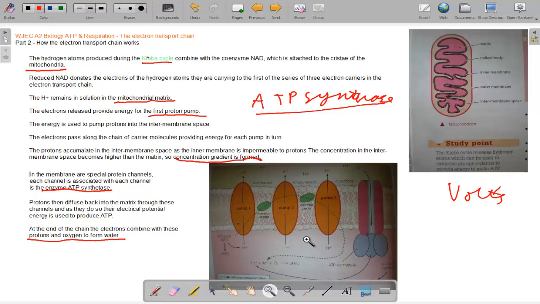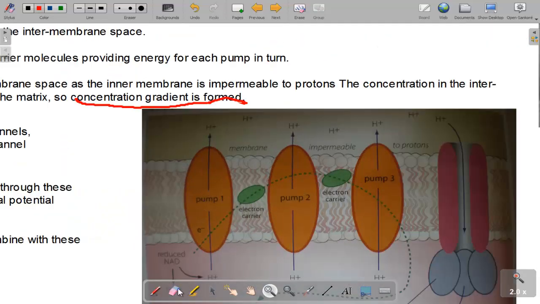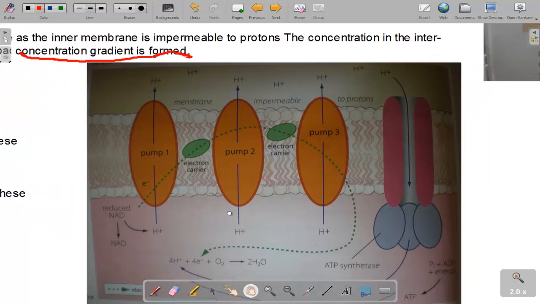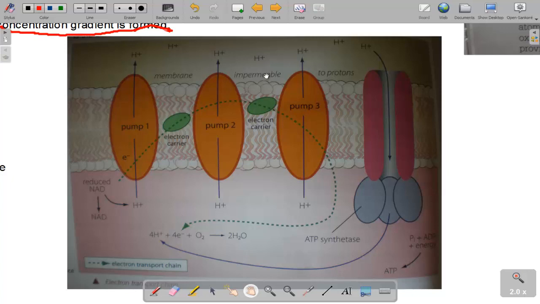So, if we zoom in to our diagram here, H plus ions there, and the membrane is impermeable to H plus ions, so the concentration gradient is always going to stay like that. So then reduced NAD goes through proton pump number 1, releases an electron. The electron carrier carries it to pump number 2, and then pump number 3, and the H plus ions get sucked up through the pump, and 4H plus 4E minus plus 1 oxygen equals 2 H2O.